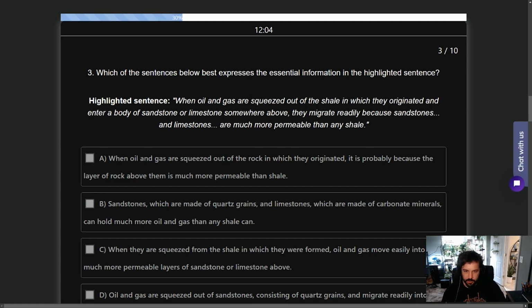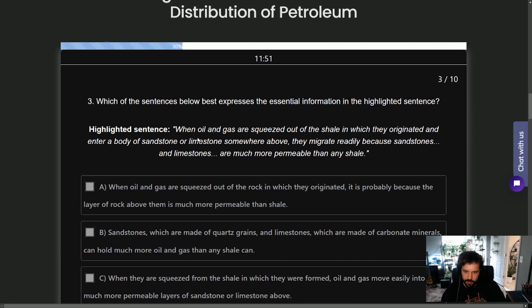When oil and gas are squeezed out of the shale in which they originated and enter a body of sandstone or limestone somewhere above, they migrate readily because sandstones and limestones are much more permeable than any shale. So some things are happening. First of all, oil and gas come out of shale.